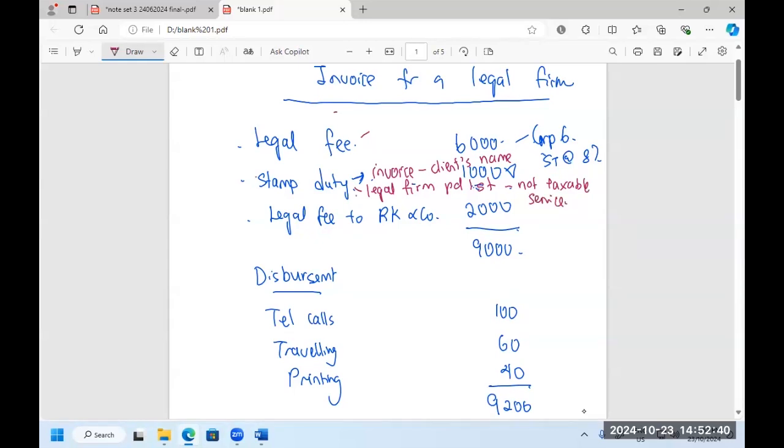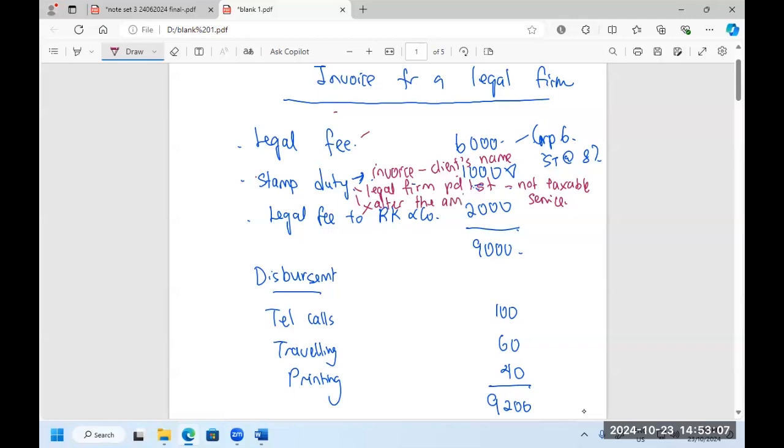For this stamp duty, can the legal firm mark up the amount or not? Can the lawyer mark up the amount? Cannot. That means the lawyer pays 1,000 to the stamp duty department, then claims back 1,000 from the client. So it cannot alter the amount.